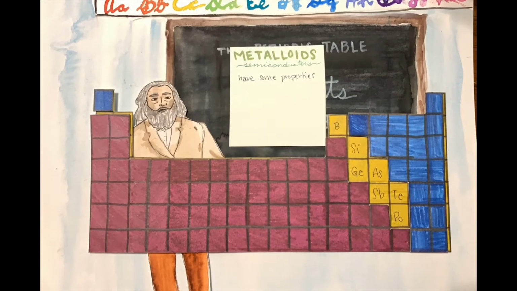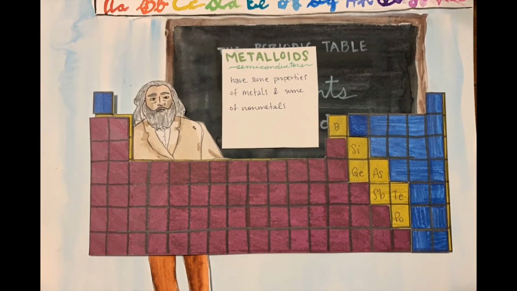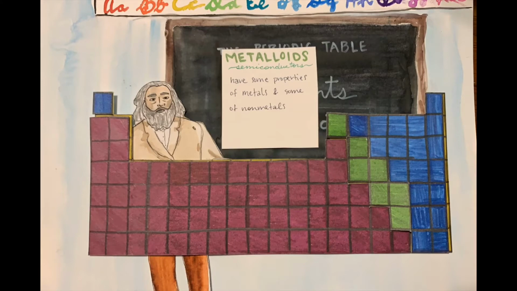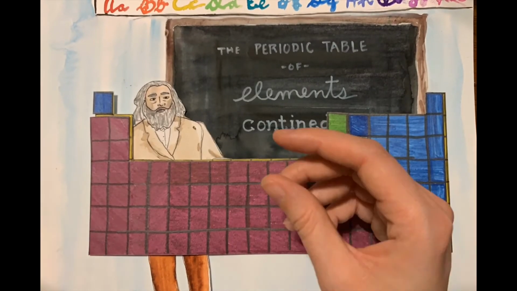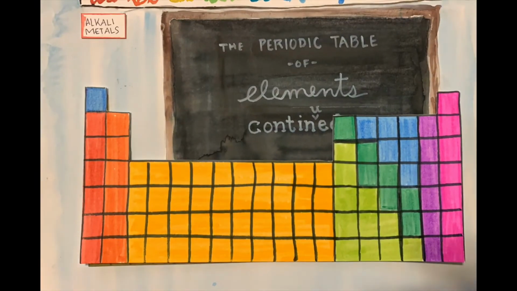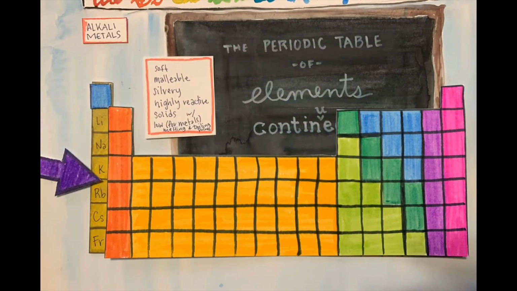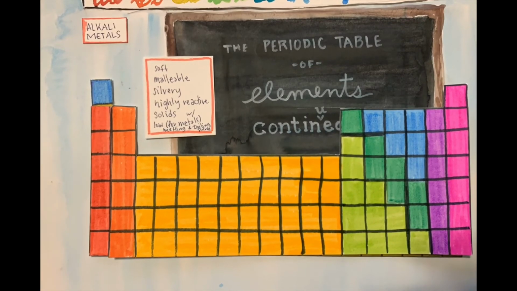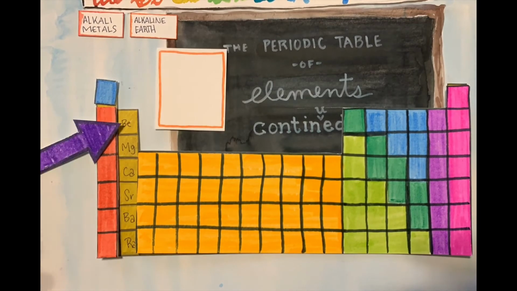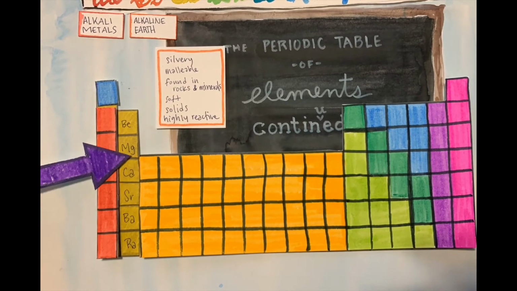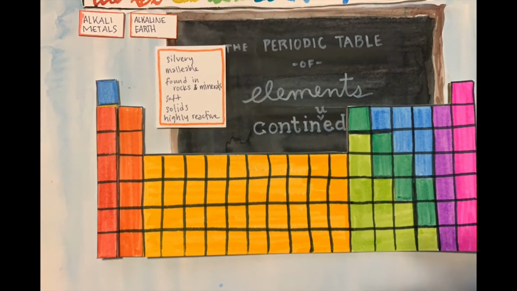Next, we have the metalloids, which are a little less predictable, but they actually have properties of both metals and nonmetals. We'll talk more about this later. Now we're going to break these groups down even further. Let's start with the alkali metals, group 1 or column 1 of the periodic table of elements. They're soft, malleable, silver, highly reactive solids, and they have really low melting points for metals, which isn't saying that much, but it's low. Next, we have the alkaline earth metals, group/column 2 of the periodic table of elements. They are also silvery and malleable, and they're called alkaline earth because they're actually found in rocks and minerals quite commonly. They're also really reactive, but not as reactive as the alkali metals.